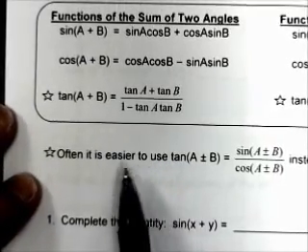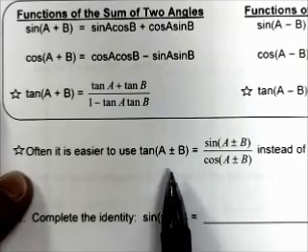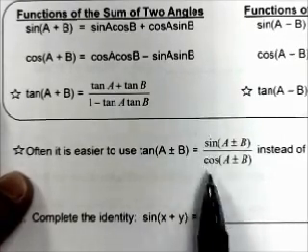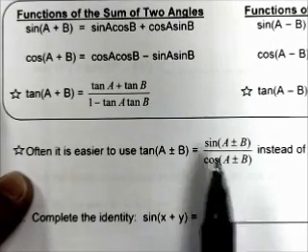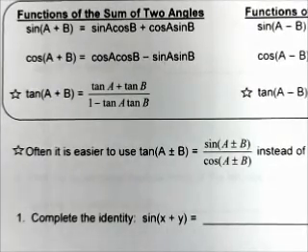We're up to tangent here. Now, often it is easier to use the tangent of A plus or minus B is equal to, remember, tangent is equal to sine over cosine. So we could simply substitute it with the sine of A plus or minus B over the cosine of A plus or minus B.